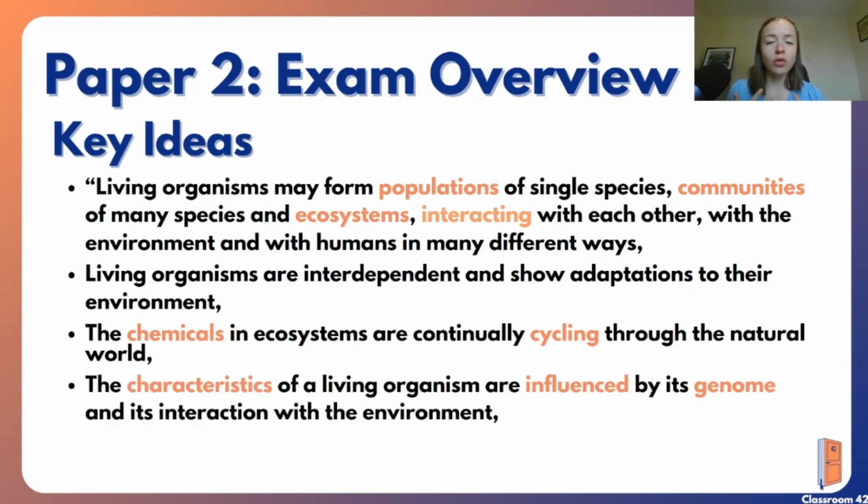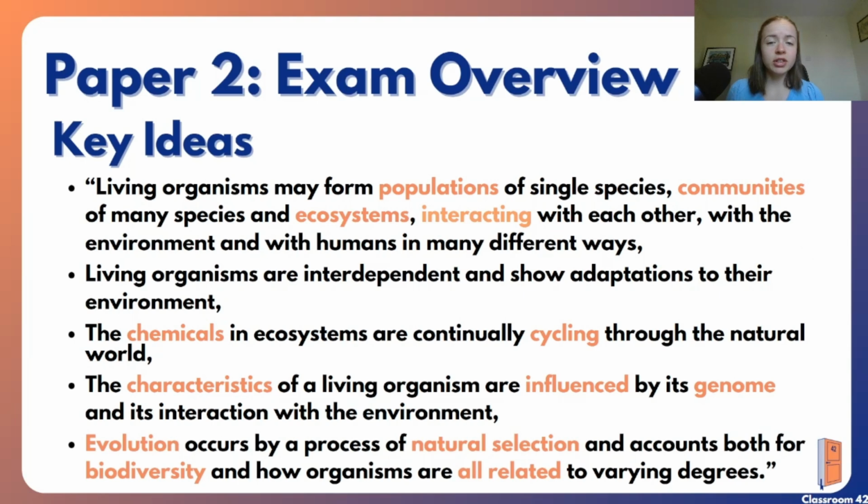The characteristics of a living organism are influenced by its genome and the interaction with the environment. So that's talking about genotypes and phenotypes and the difference between those and how they link together to produce the observed characteristics of an organism. Evolution occurs by the process of natural selection and accounts both for diversity and how organisms are all related to varying degrees. So those are the 5 key ideas which are listed in those sections which are most relevant to this paper.